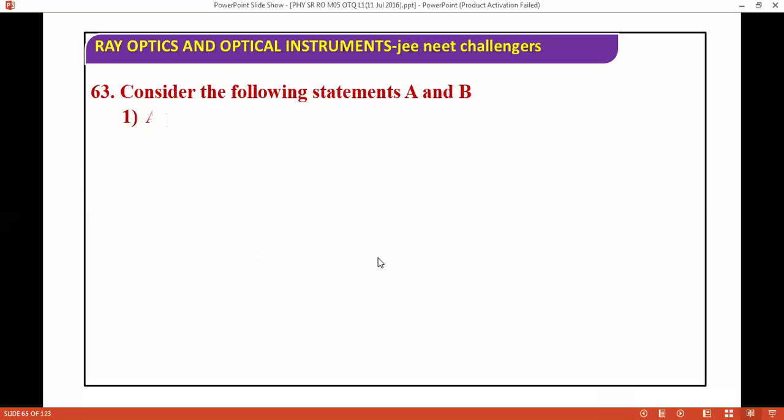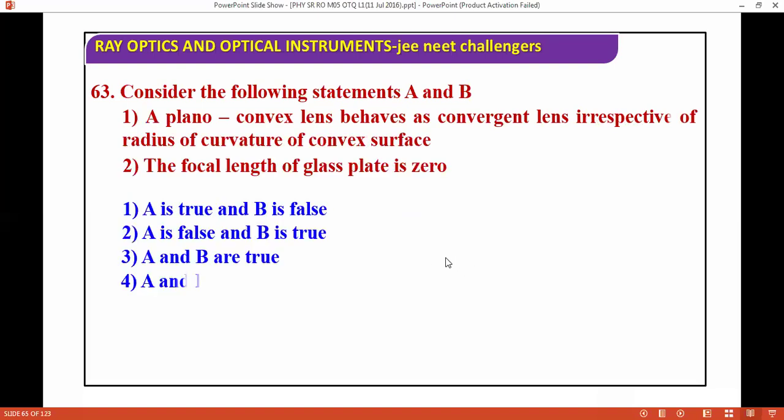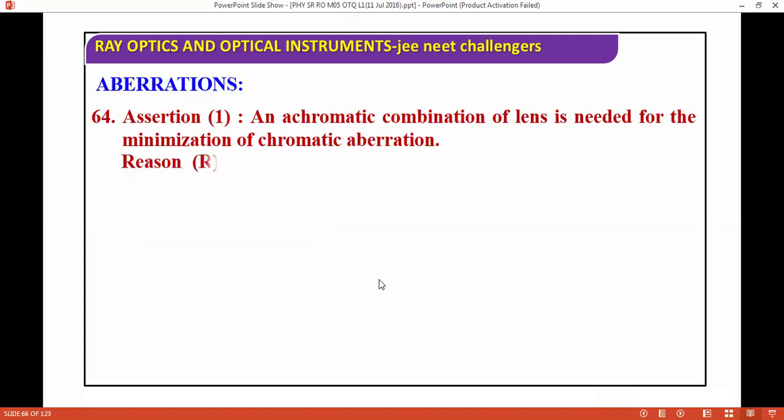Consider the following statements A and B. Go through the options. Here, a plano-convex lens behaves as a convergent lens, irrespective of the radius of curvature of the convex surface, and the focal length of a glass plate is 0. Focal length of a glass plate is 0.